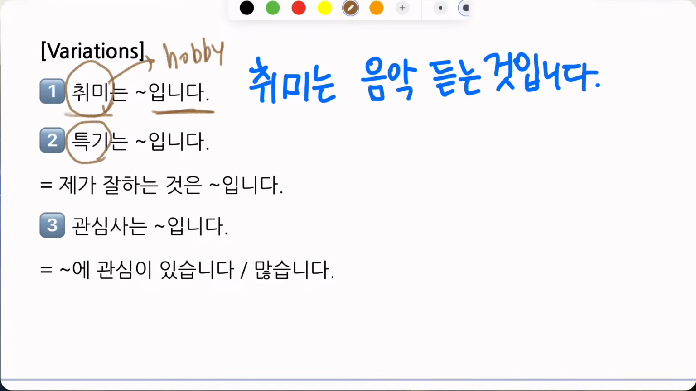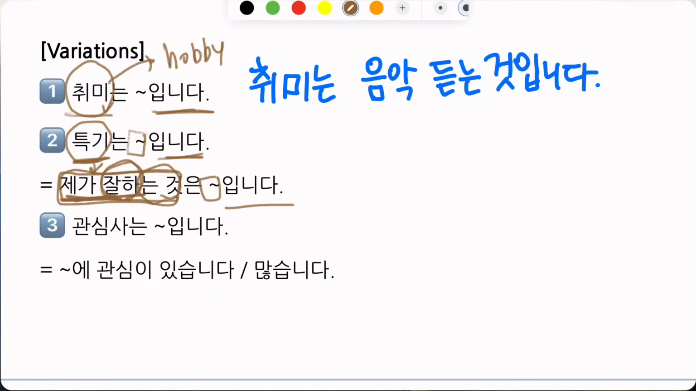그리고 뭐 특기. You can also say 특기, which literally means what you're good at. So if you are good at something, most of the time it leads to your liking, right? So you can also replace what you like with 특기, what you're good at. So you can say 특기는 something입니다. Or you can also paraphrase 특기 to its literal meaning. 제가 잘하는 것, what I'm good at, what I do well. So 제가 잘하는 것은 blank입니다. You can say it like this.